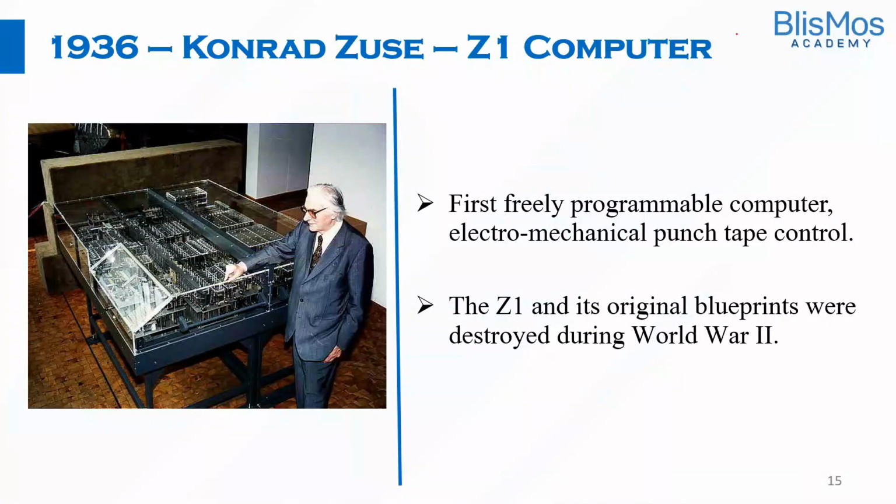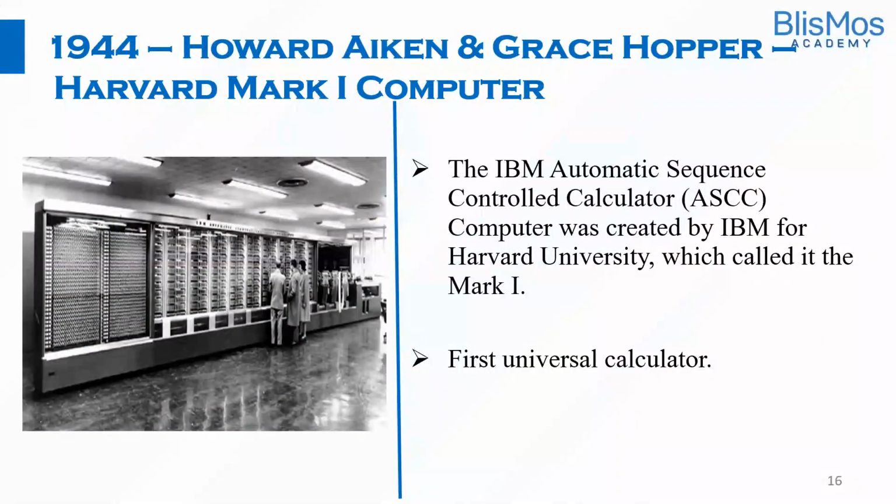Somewhere in 1936, we have Konrad Zuse, who also built the first freely programmable computer. But unfortunately, the original prints were destroyed during World War II. That is the reason his contributions were not that well recognized. Later on, somewhere in 1944, Howard Aiken and Grace Hopper contributed to building the IBM Automatic Sequence Controlled Calculator. It was created by IBM for Harvard University, and is also called Mark I. It was one of the first universal calculators of those times.